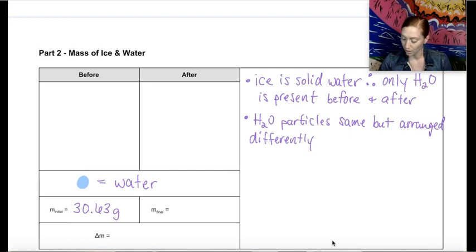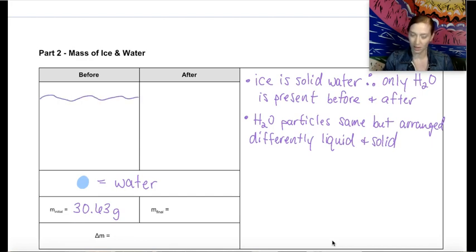For liquid and solid. Okay. In the particle diagram, what I'm going to draw here, I'm going to make this kind of simple. So let's pretend like my whole box is the beaker, right?